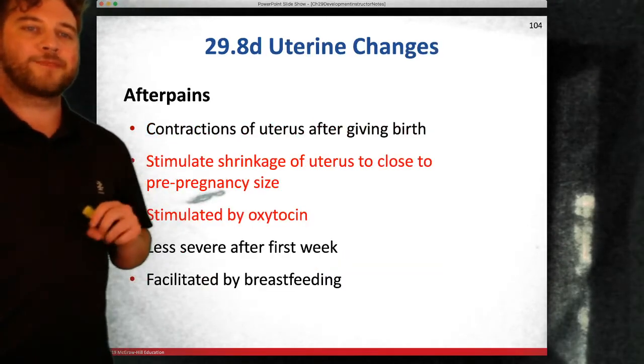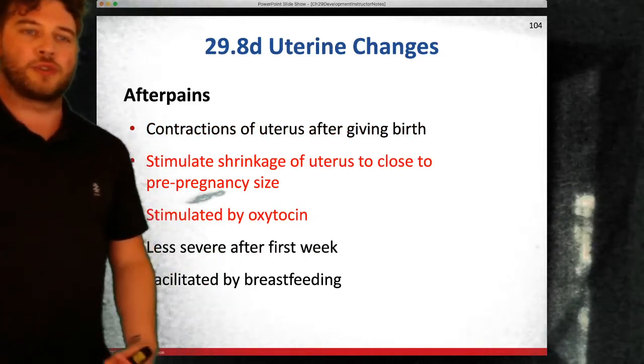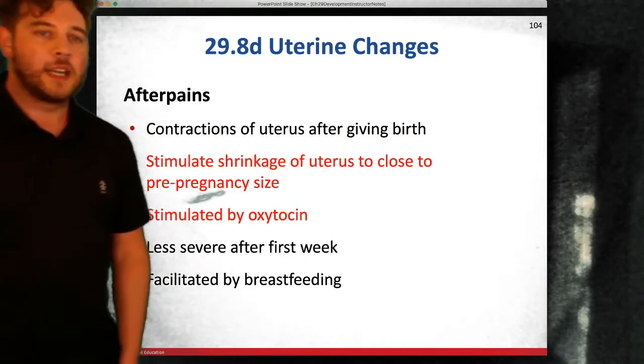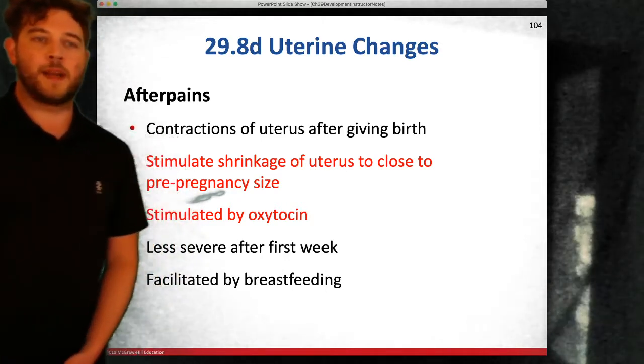Okay, after pains. Contractions of the uterus after giving birth stimulate shrinkage of the uterus to close to its pre-pregnancy size, stimulated by oxytocin, less severe after the first week, facilitated by breastfeeding.